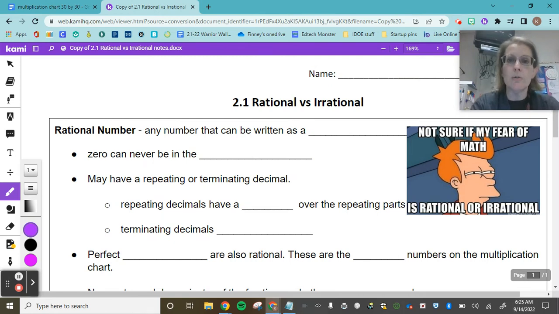Today we're starting Unit 2, which is about rational and irrational numbers. You may have heard the word irrational before, which means something doesn't make sense, and that's kind of how irrational numbers work in math, but it's a little bit more specific. So the opposite of that, rational numbers, are any numbers that can be written as a fraction.